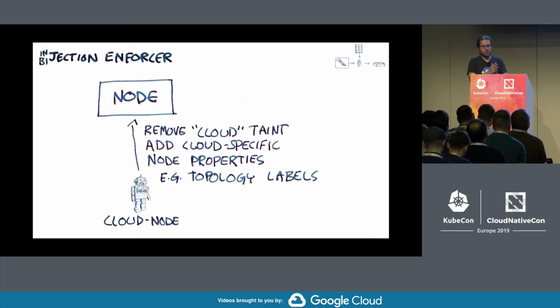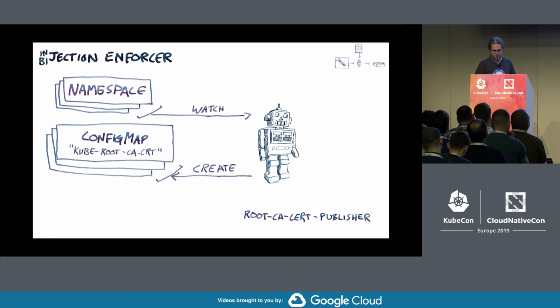The cloud node controller is for initializing nodes. They come up with the cloud taint, this thing takes it off, and it puts cloud-specific properties on. The root publisher is yet another part of the security process.